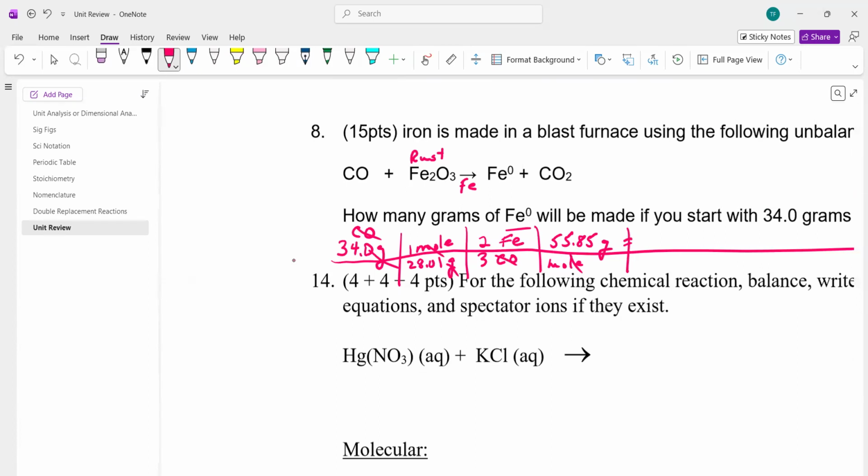Now, some people put 2 moles Fe, 3 moles CO. That works fine too. The reason I don't put it is that in 1964, when I learned chemistry, we didn't put it that way. It doesn't matter, so I've been using it ever since.